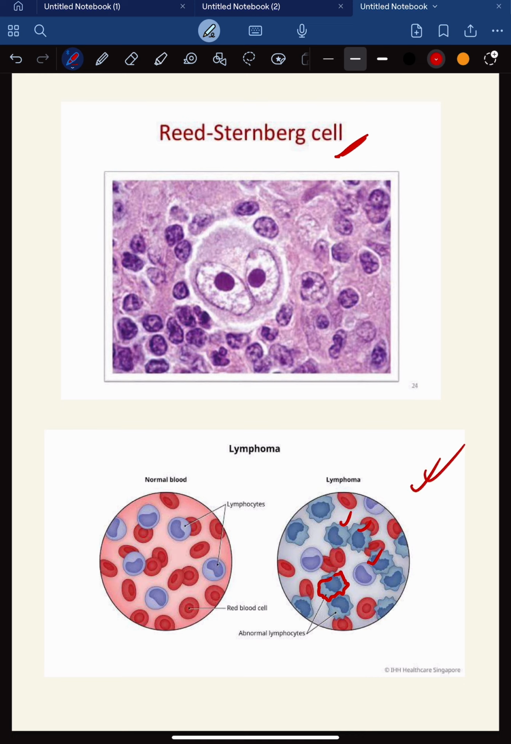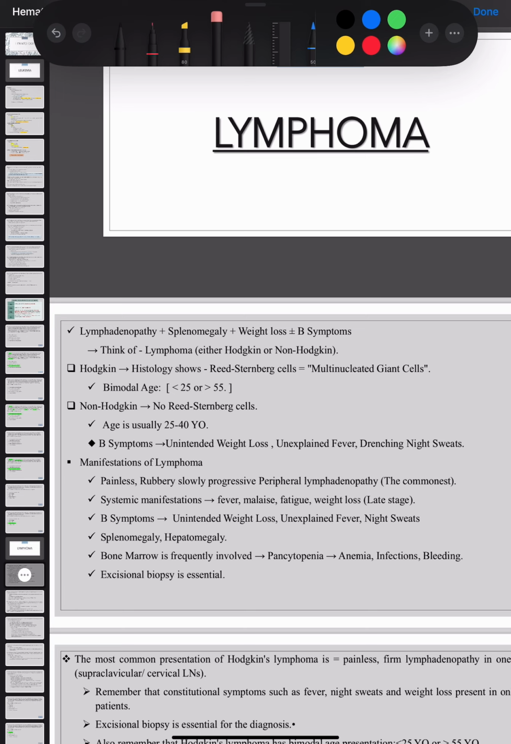Let's move to our text. In lymphoma as a whole, what you'll find in a patient is an enlarged lymph node, and the character of this lymph node will be painless, rubbery, and slowly progressive peripheral lymphadenopathy. It is the most common presentation. In UKMLA, your stem will say there is a lymphadenopathy, and the hint will be painless, rubbery.